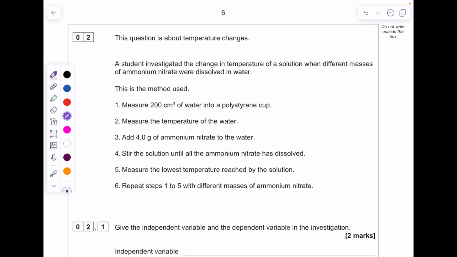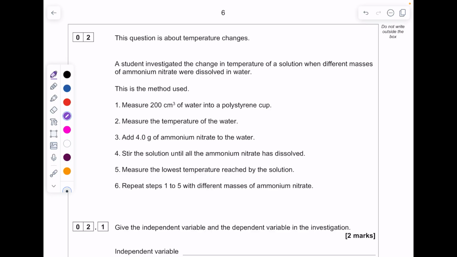This question is about temperature changes. A student investigated the change in temperature of a solution when different masses of ammonium nitrate were dissolved in water. This is the method used. Measure 200 centimeters cubed of water into a polystyrene cup. Measure the temperature of the water. Add 4 grams of ammonium nitrate. Stir the solution until all the ammonium nitrate has dissolved. Measure the lowest temperature reached by the solution. Repeat steps 1 to 5.